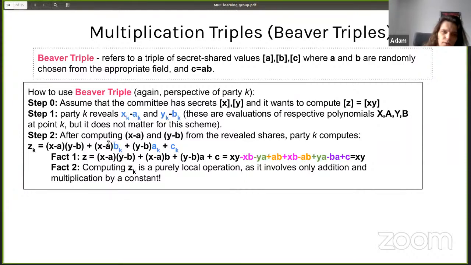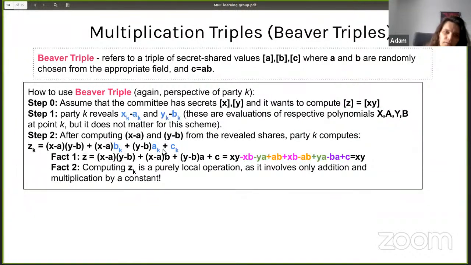You need to multiply your own share by a constant, which is also easy because that's the multiplication by a constant gate. So this is a local operation as well. Here it is the same, and here you just put your share from the multiplication triple. And now, why does it work? What is all this equation about?